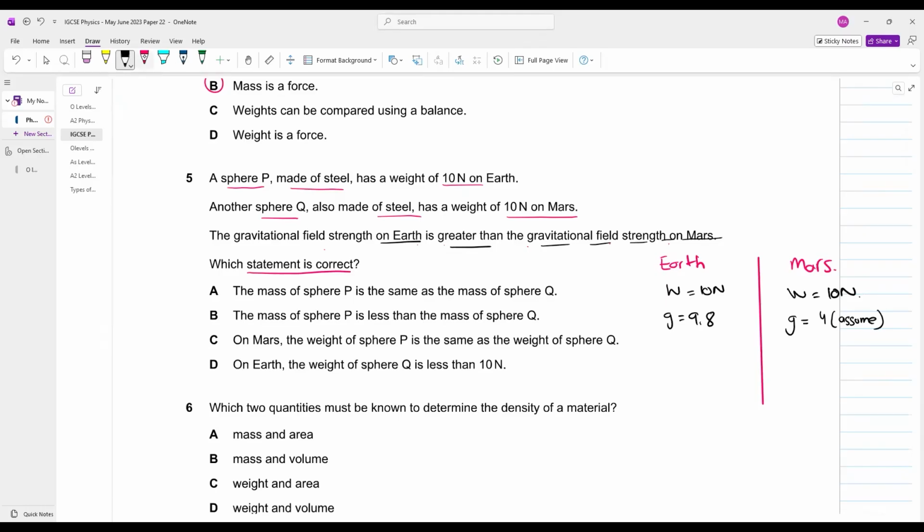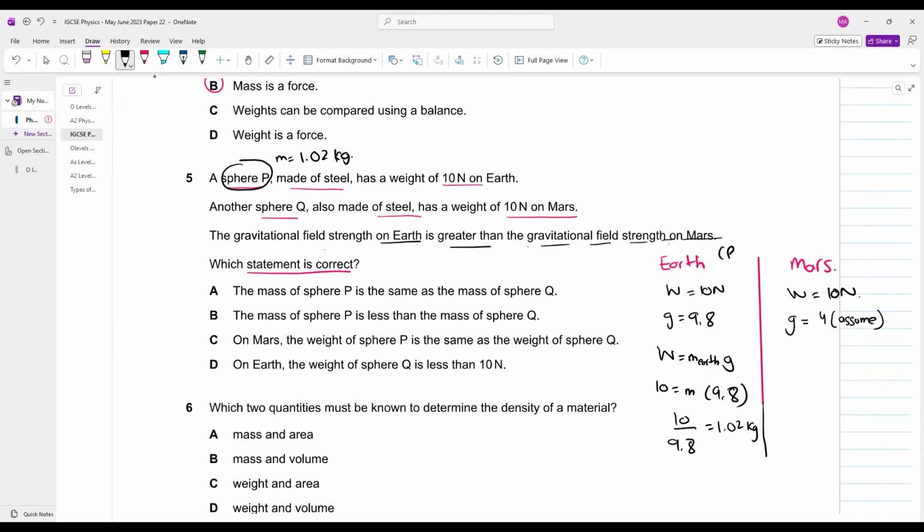What will happen? Beta, if I calculate the mass of both the objects, mass of the object on Earth into gravitational field strength, 10 is equal to mass into 9.8. 10 divided by 9.8. Mass निकालो, क्या आ रहा है बेटा? 1 second, let me calculate it. 10 divided by 9.8, the mass here comes out to be 1.02 kg. बेटा, अर्थ पे जो object है या sphere P का let's suppose mass आ रहा है 1.02 kg. This is just an assumption.